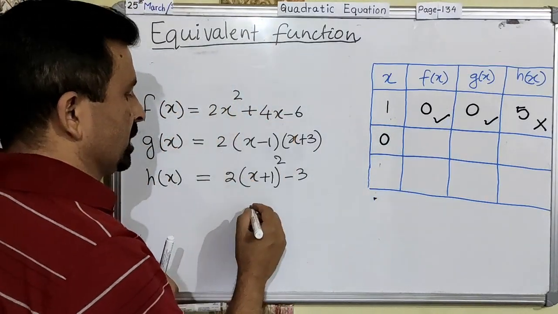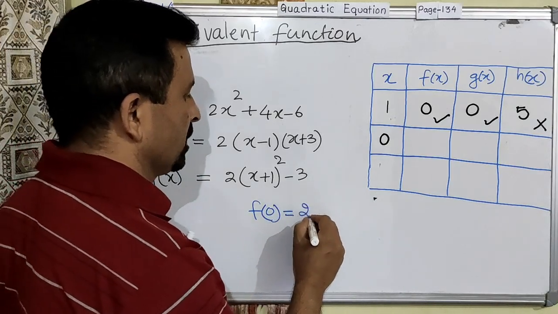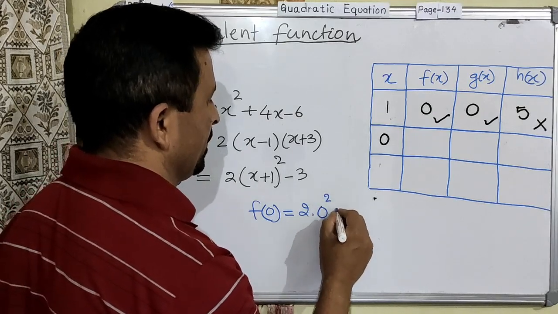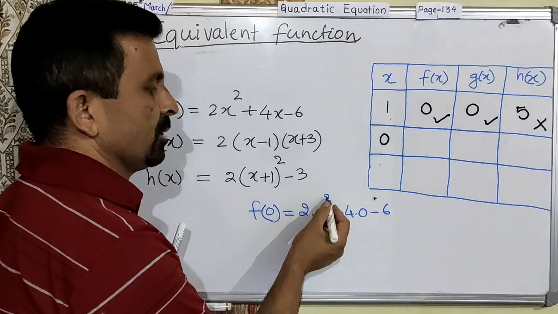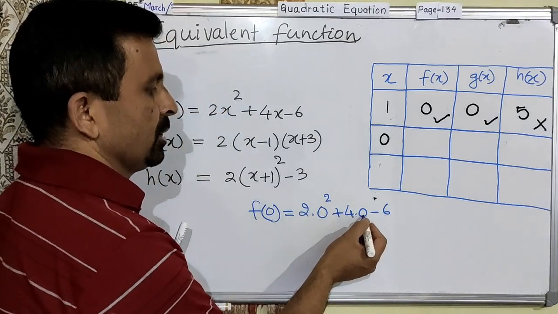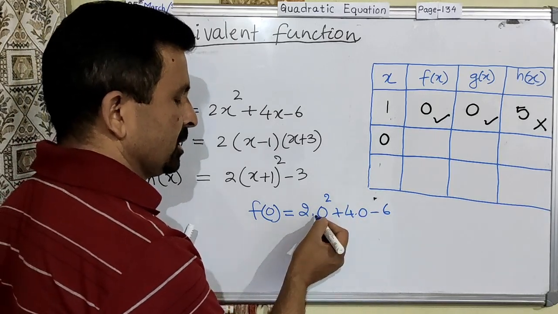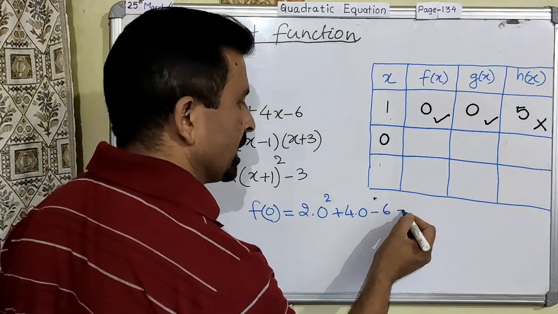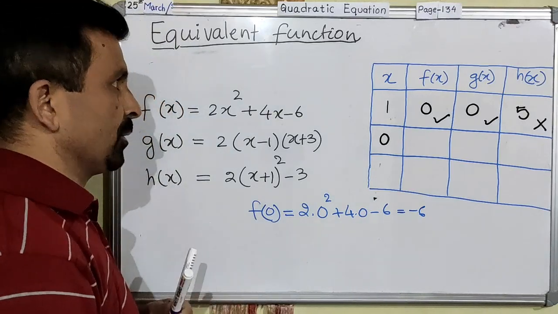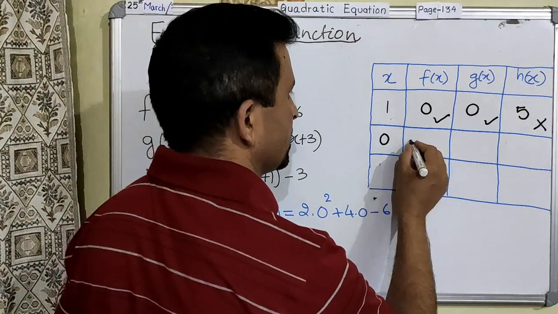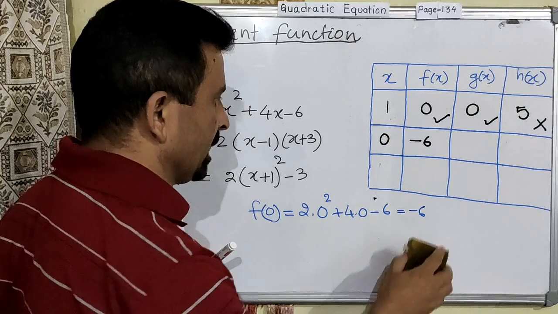Now once again I will go back to the standard form. f(x), now I am taking x equal to 0, is equal to 2 into 0 square plus 4 into 0 minus 6. Now 0 square is 0, and 0 into 2 is 0. 0 into 4 is 0. Now this is 0 plus 0 minus 6. 0 plus 0 is 0, and 0 minus 6 is equal to minus 6. So for x equal to 0, you got the value of your standard form as negative 6. Hope you will be understanding it very clearly, right?